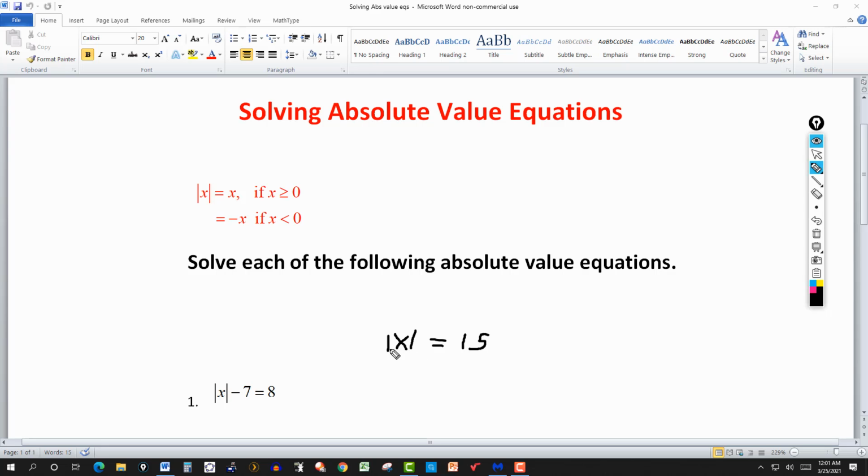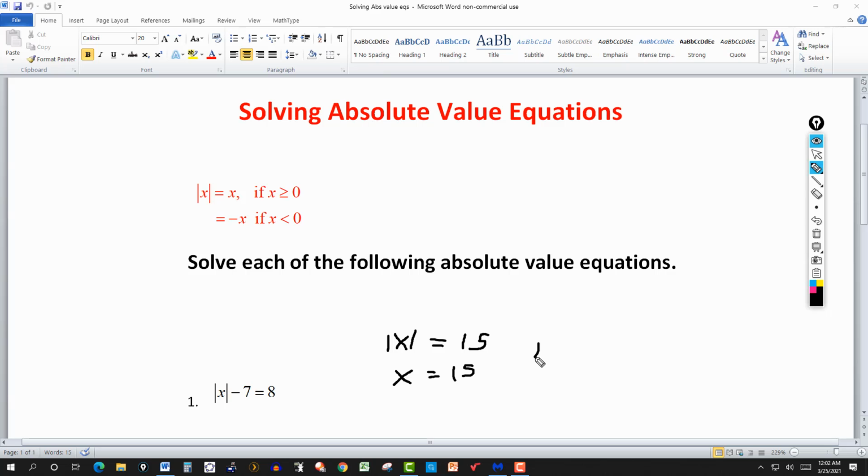So in this particular case, if x is greater than or equal to 0, the absolute value of x is equal to x. So we have the scenario where x will equal 15. Okay, so we're looking at the case: if x is greater than or equal to 0, then the absolute value of x is just x.